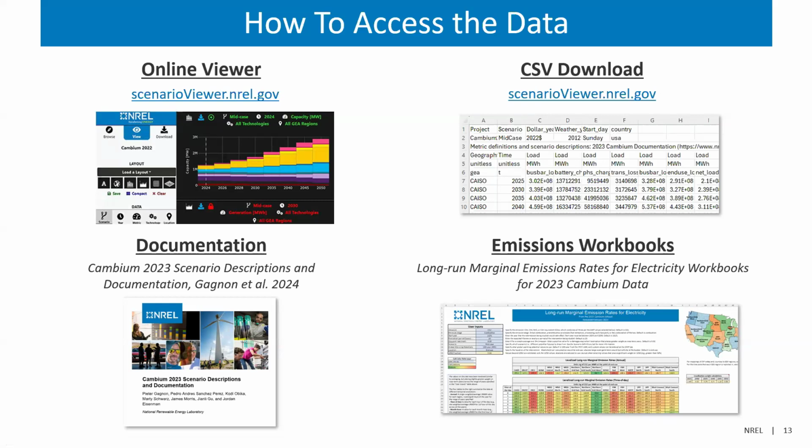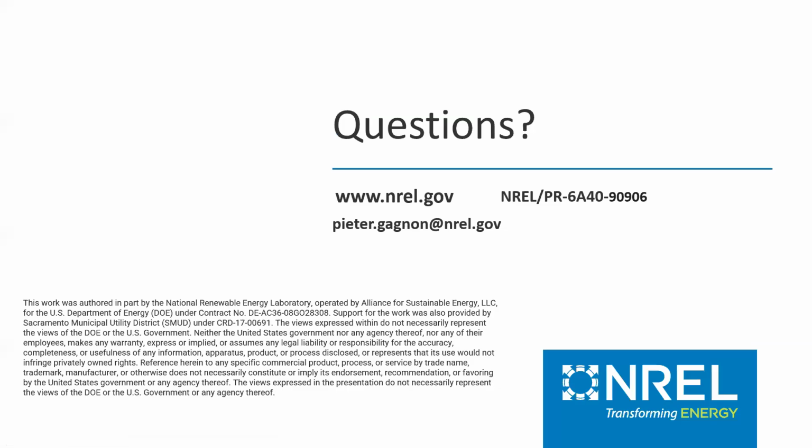There's a link to it on the viewer, and if you just Google Cambium, there'll be links to where this workbook is, and I think it might also be dropped into the chat. Again, it's only workbooks for this single metric, the long run marginal emission rate. If you care about other things, you have to go and download the data. But if you do care about this metric, I encourage you to check out these workbooks. They're a little bit easier to work with. So that's it. That's the content I've got.